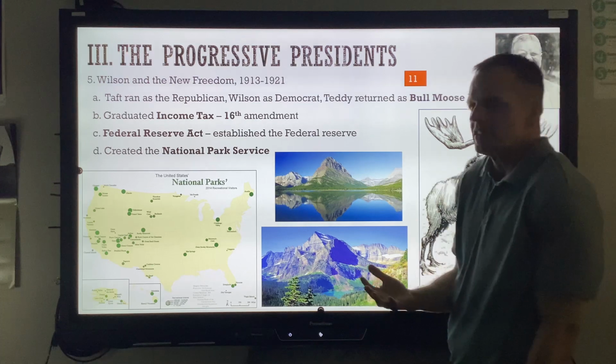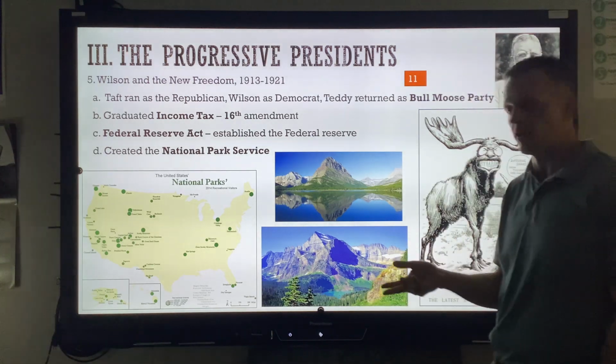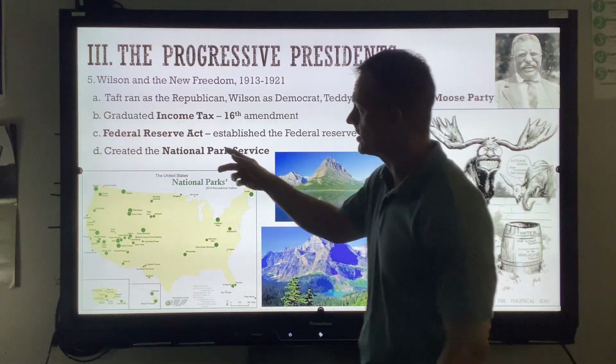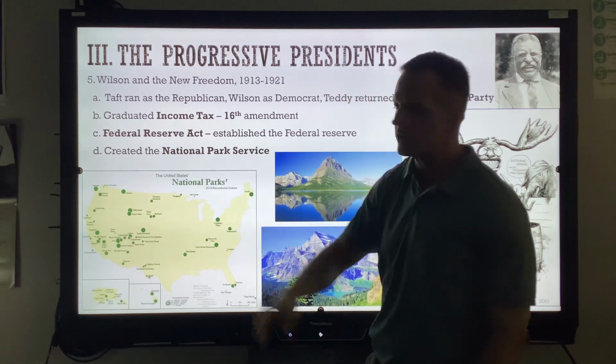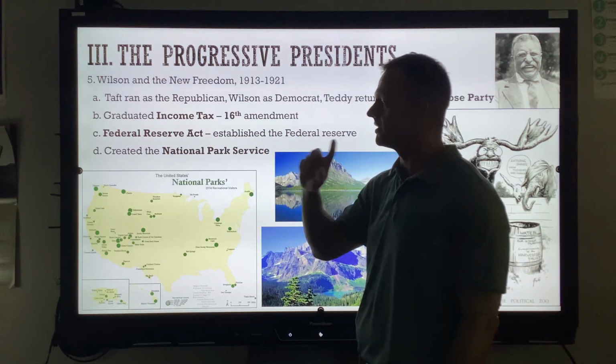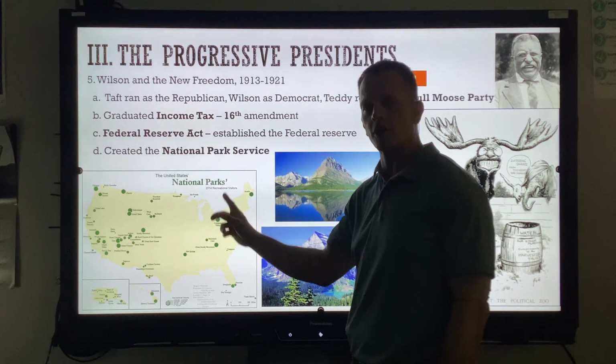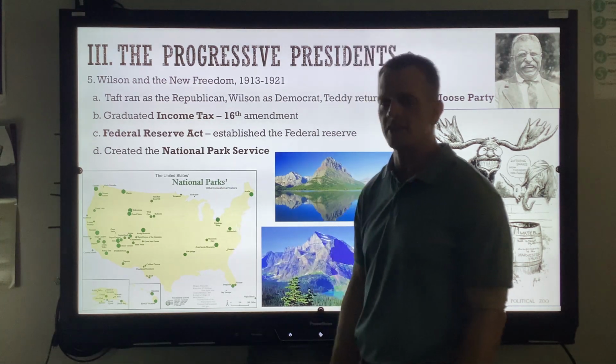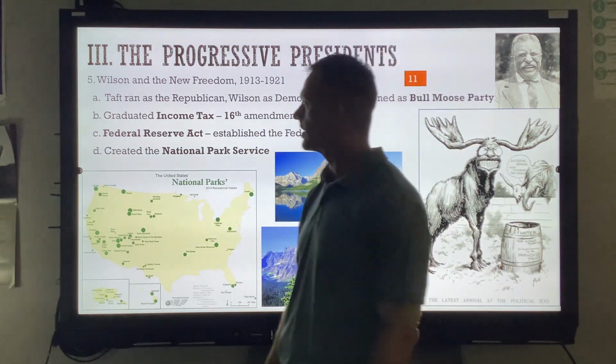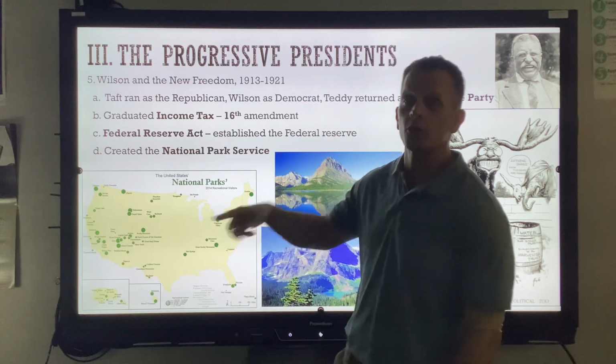And now it makes sense why he did become president, because he does some pretty progressive stuff right away. He's the one that actually gets the income tax, which you're already talking about. Leave it up there if you're afraid you're gonna forget it. Amendment number 16. He creates the National Park Service. He's like, hey, Teddy was right about that stuff. Let's turn those into national parks, right? And he also creates the Federal Reserve Act.